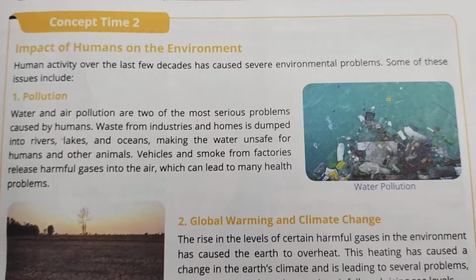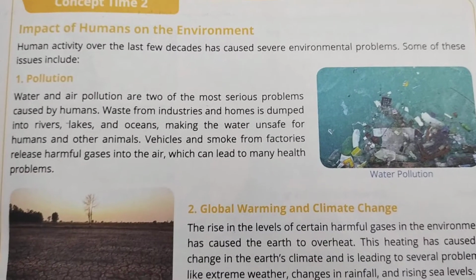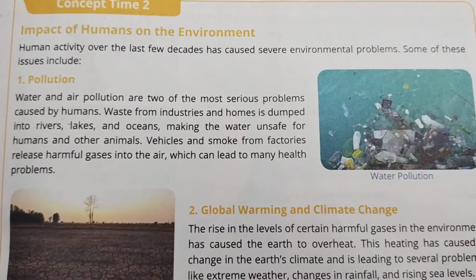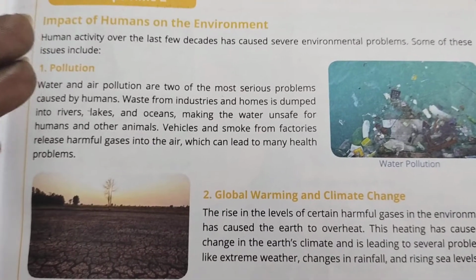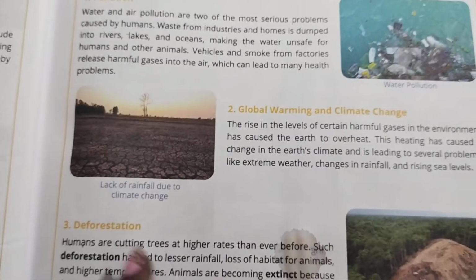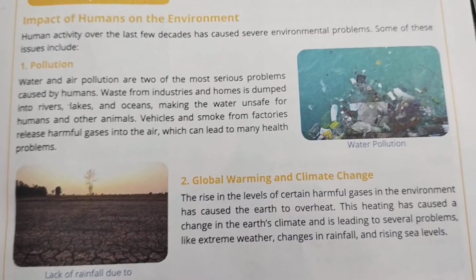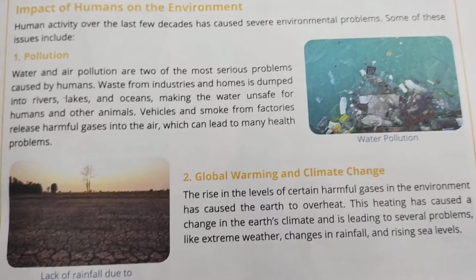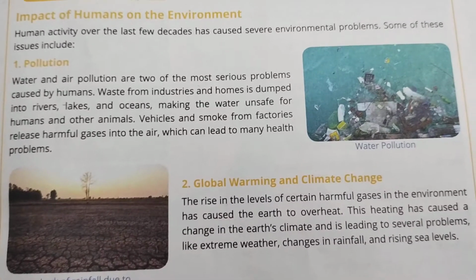So here, human activity over the last few decades has caused severe environmental problems. Some of these issues include, so what are they? Mainly pollution, global warming and climate condition, and deforestation. So mainly these three have happened in the last few decades because of humans. You all know decade means 10 years make 1 decade.